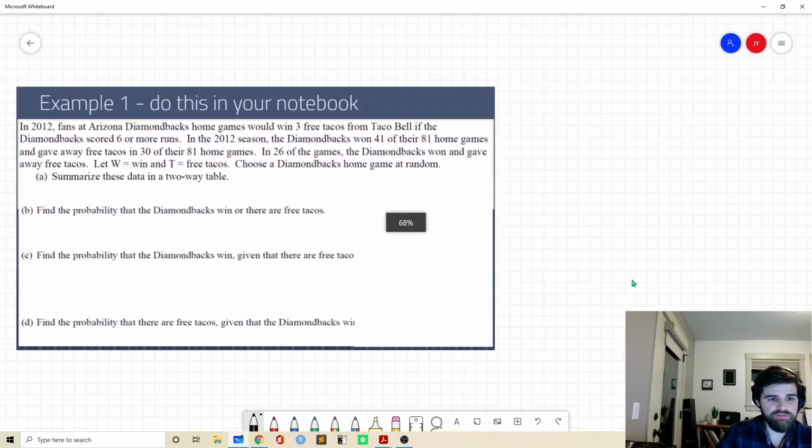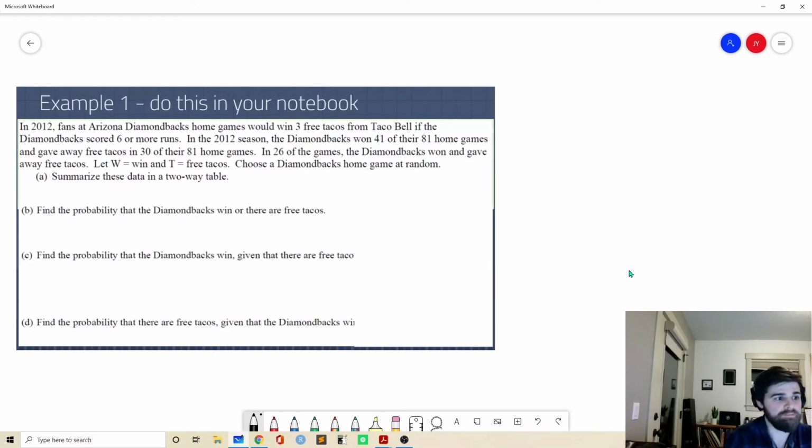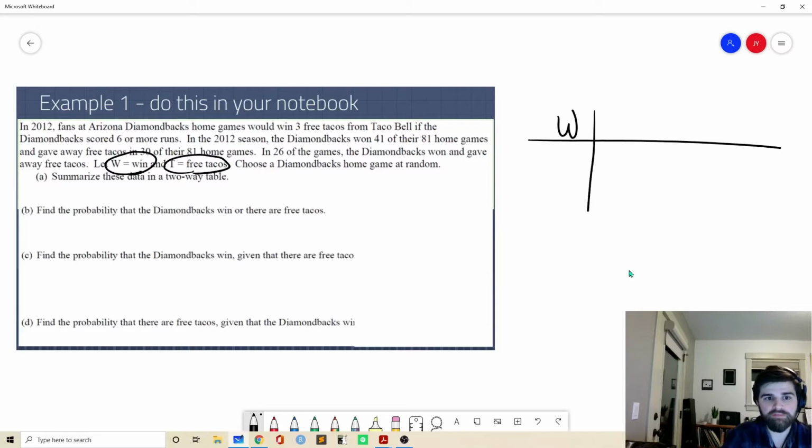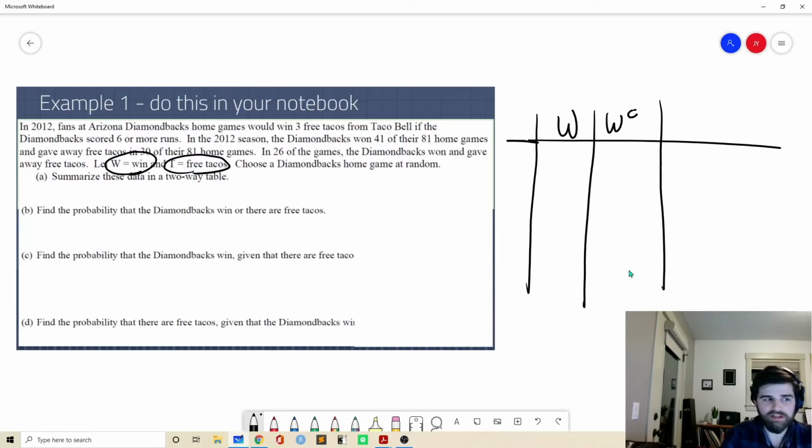Okay, so we've got two events. We've got the Diamondbacks win a game, so that's event W, and T is tacos. So the first thing I want to do is organize my data. You could do this with a Venn diagram, but I'm going to go with a two-way table here. So we've got they win the game, or they not win the game. Remember, this C means the complement, means not that. So win, not win. We want to avoid using W and L because we don't want two symbols to basically mean the same thing. And then we've got tacos and not tacos. All right, there's my hideous two-way table.